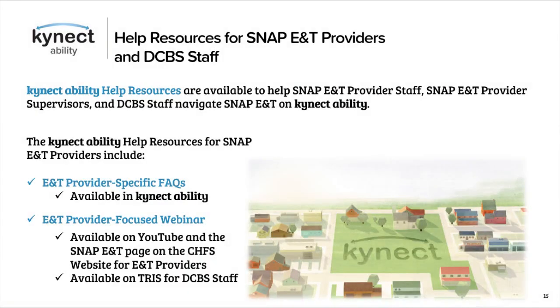Connectability help resources are available to help SNAP ENT provider staff, supervisors, and DCBS staff navigate SNAP ENT on Connectability. There are 2 types of Connectability help resources for SNAP ENT providers: provider-specific FAQs found in Connectability, and this provider-focused webinar found on YouTube, the SNAP ENT page of the CHFS website, or on TRIS for DCBS staff.